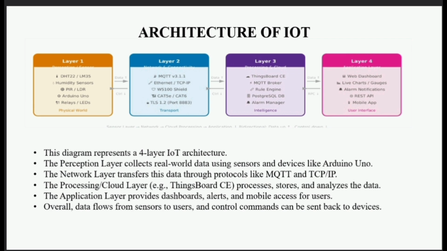In layer 4, the web dashboard, where we can see live charts, gauges and alarms. The application layer provides dashboards, alerts, and mobile access to the user. Overall, the data flows from sensors to user, and control commands can be sent to the devices.